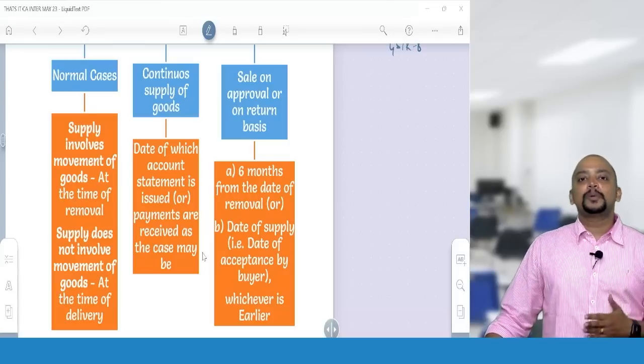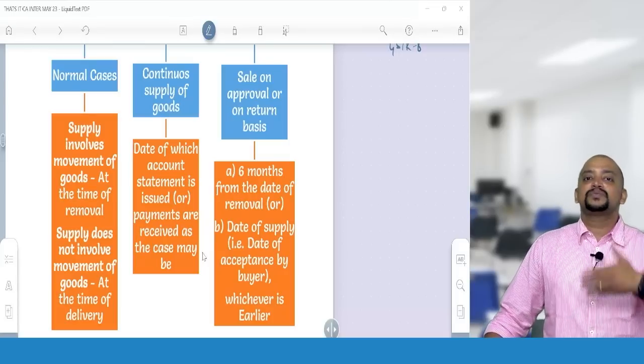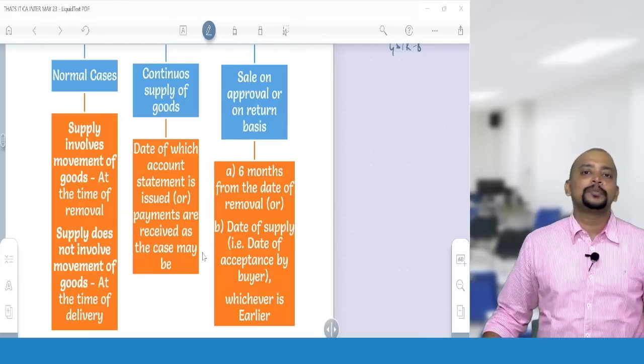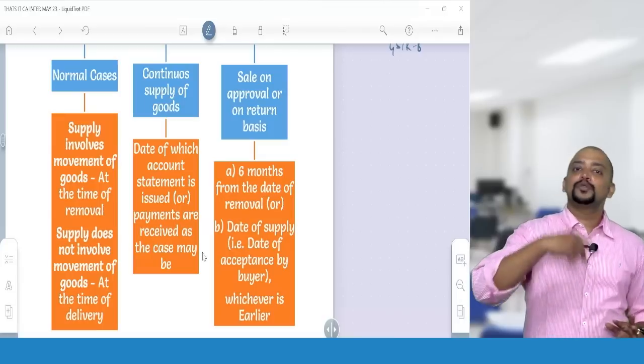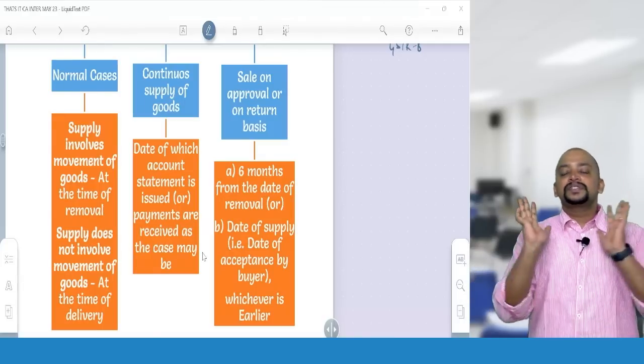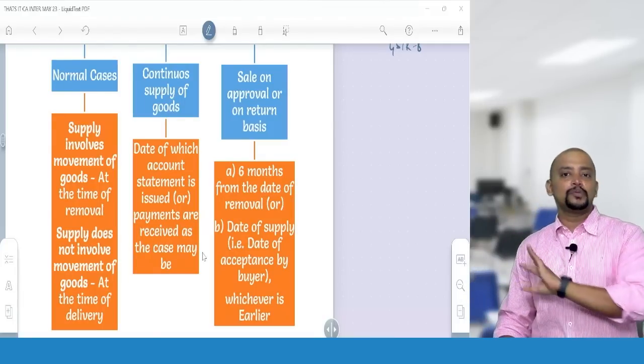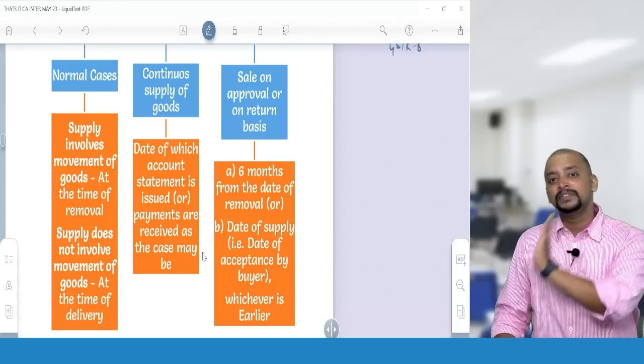Supply does not involve movement of goods means we go to the seller's place, we make a purchase and then we carry it to our home. That is supply does not involve movement of goods. Even though there is movement of goods, that movement of goods is not under the supply. If supply involves movement of goods, due date of invoice is at the time of removal. If supply does not involve movement of goods, due date of invoice is at the time of delivery.